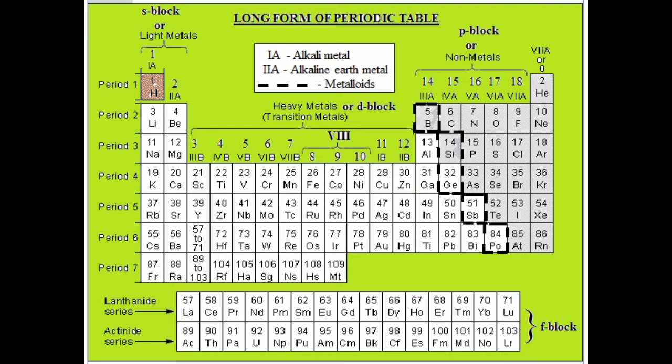Now next are groups 13, 14, 15, 16, 17 and 18. Groups 13 to 18 are coming under the P block. This P block is a mixture. It means P block has metals, non-metals as well as metalloids.